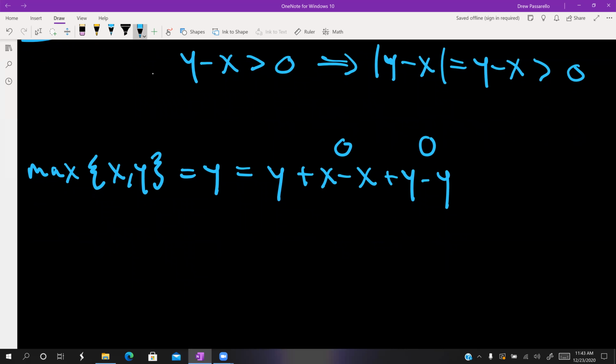Commutativity, I can switch this, so instead of y plus x, that's x plus y. And I know y minus x is greater than 0, so here I have a y and then the minus x. So this will be plus y minus x, and then I have the minus y.